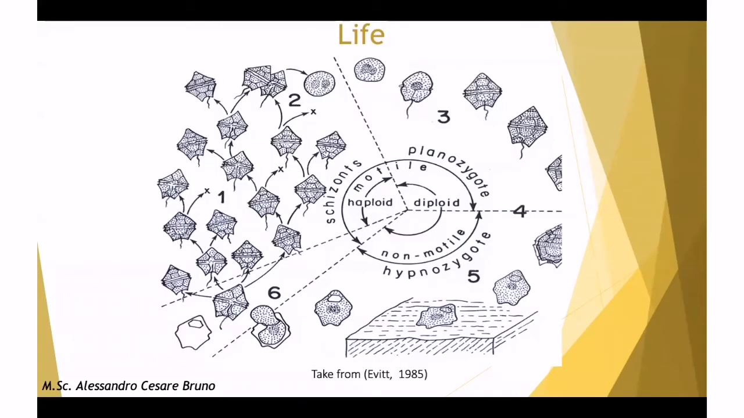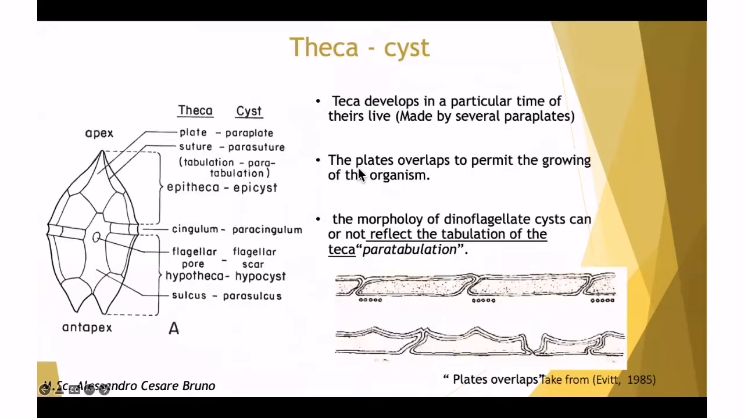As I told you before, during their life, they create a theca. This theca is characterized by several plates. These plates overlap each other to permit the growth of the organism. As I told you before, they create a theca, and later they create a cyst.